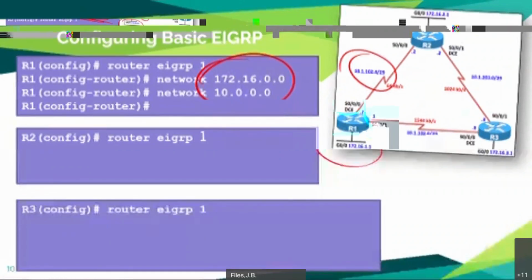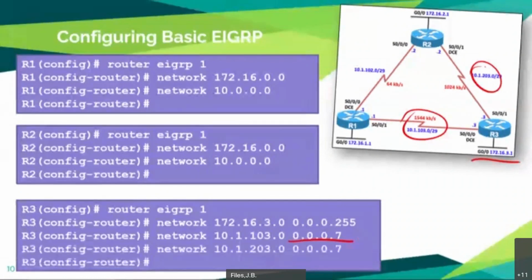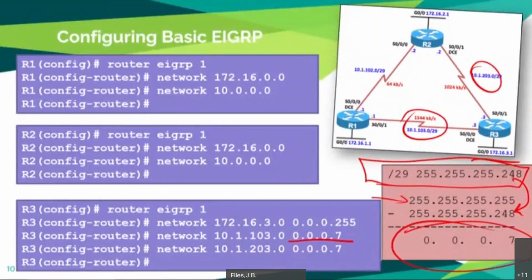Okay. So R2, we're kind of doing the same thing. R3 now we're doing the actual network 172.16.3.0/24, and then we're doing the /29, right, for those two. And just a reminder, again, a /29 has a subnet mask that ends in .248. So if you take 255.255.255.255 and subtract out the subnet mask, you will get the wildcard mask.